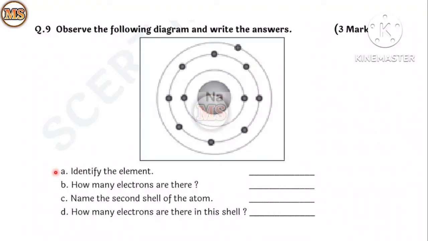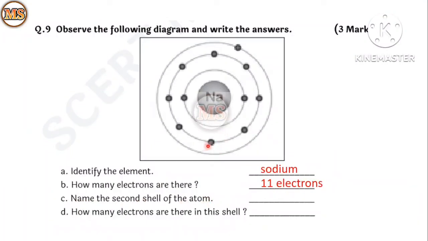See the questions one by one. First, A, identify the element. So which element is it? This is sodium. Second one, how many electrons are there? What is the number of electrons? You can count here: 1, 2, like this. The total number of electrons, that is 11 electrons, are present.